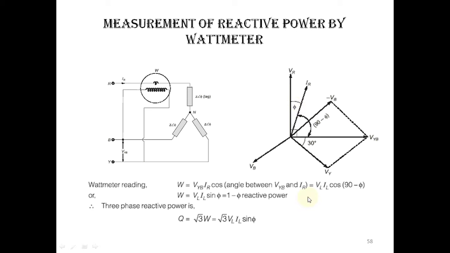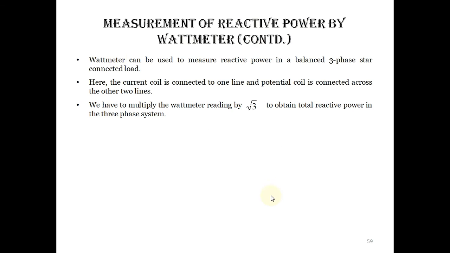That's why I said that the load should be balanced. Otherwise, if the load is not balanced, the VL and IL magnitudes will differ, and just multiplying by root 3 does not serve the purpose. A wattmeter can be used to measure reactive power in a balanced three-phase star-connected load. Here the current coil is connected to one line and the potential coil is connected across the other two lines. We have to multiply the wattmeter reading by root 3 to obtain total reactive power in the three-phase system. Thank you.